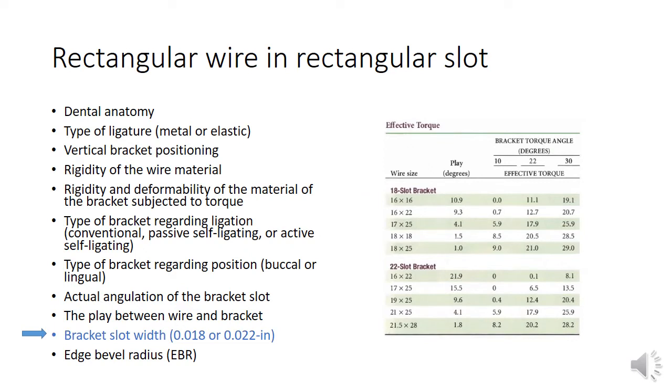One of the most important items to consider is the width of the bracket slot. If we consider the working arch wire for 18 slot brackets to be 17 by 25, it has only 4.1 degrees of play, while the working arch wire for 22 slot brackets, which is 19 by 25 here, has 9.5 degrees of play, which clearly demonstrates the efficiency of 18 slot brackets in controlling the torque.